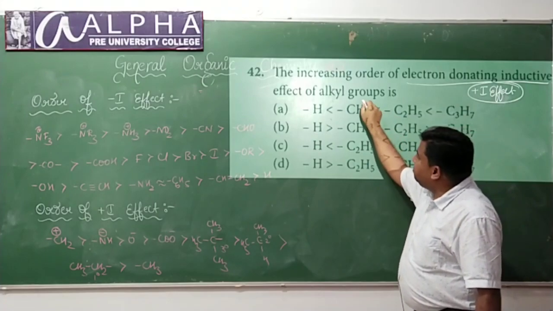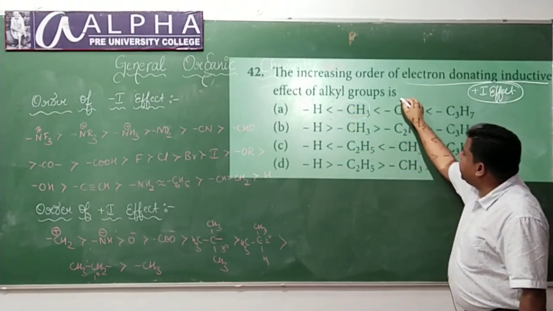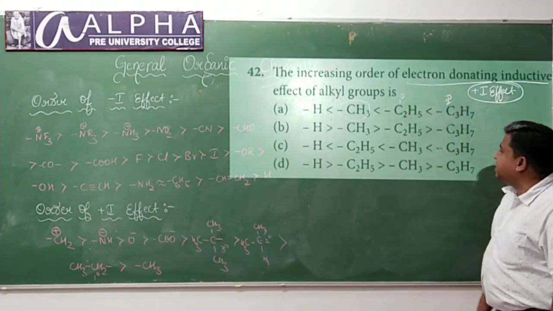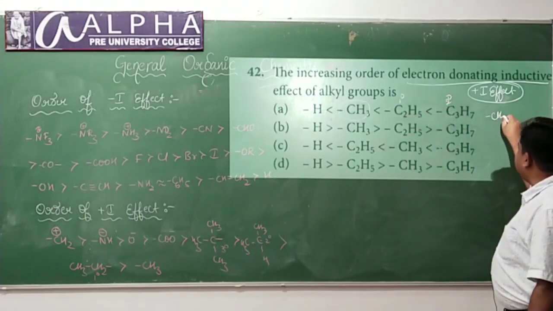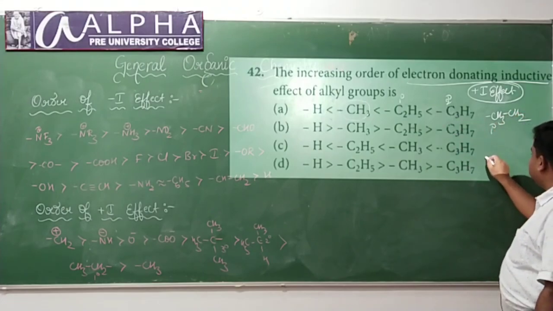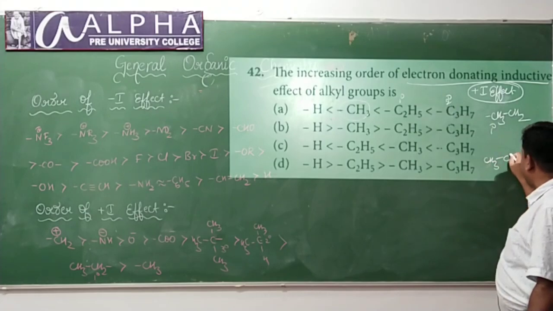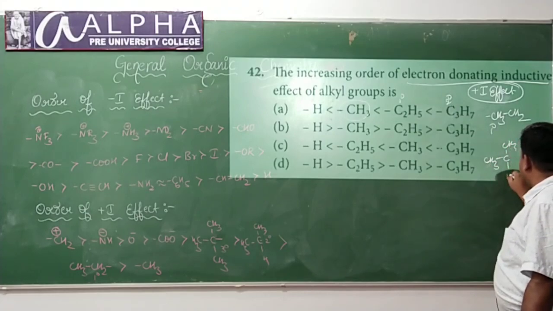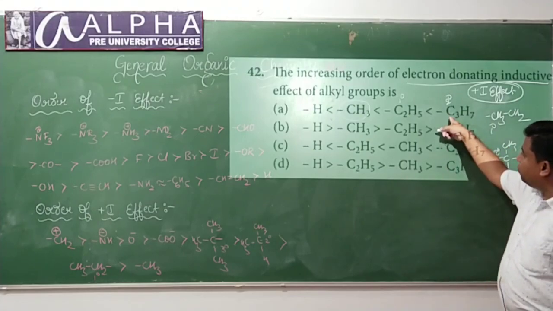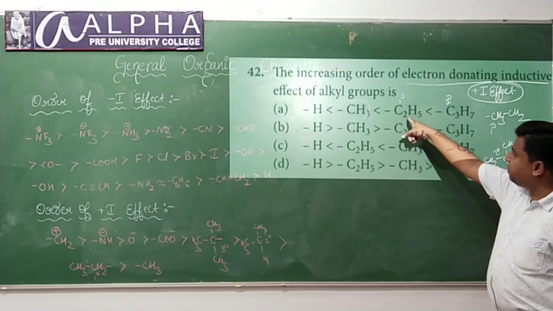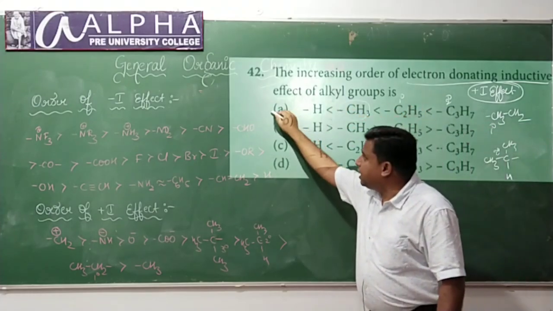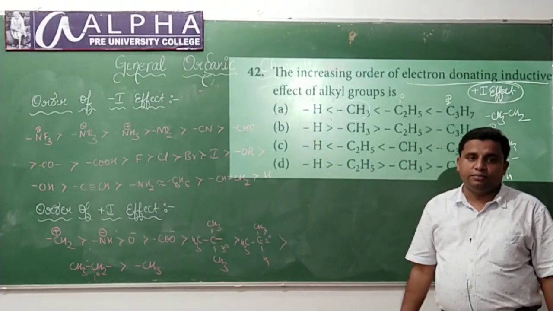See, this is the methyl group, and what is this? A primary alkyl group, and this is a secondary alkyl group. What is C2H5? C2H5 is nothing but CH3CH2, isn't it? A primary alkyl group. What is C3H7? C3H7 is nothing but CH3CHCH3. This is a secondary alkyl group. So obviously the secondary alkyl group will have more positive inductive effect than primary alkyl groups, than the CH3 group, than hydrogen. So what is the correct answer? Again, the correct answer is option A.